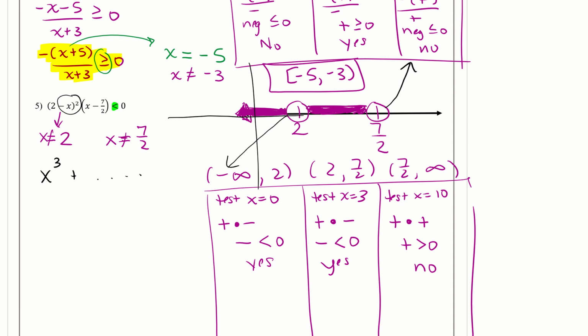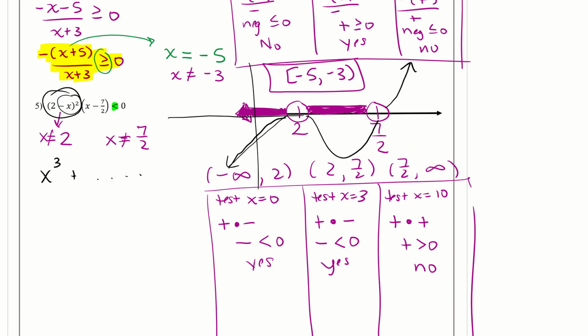But here's what's interesting on this one. On this one, what ends up happening is this factor where x is 2, because it's squared, we don't cross the x-axis here. What we do is we bounce off of the x-axis. We must at some point curve back up. It must look something like this.